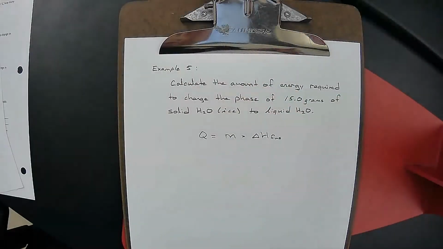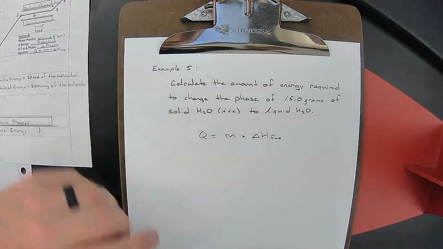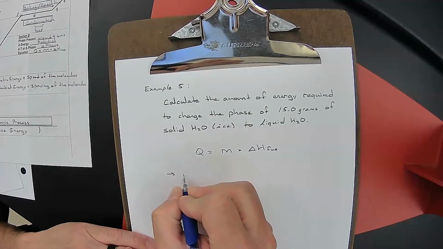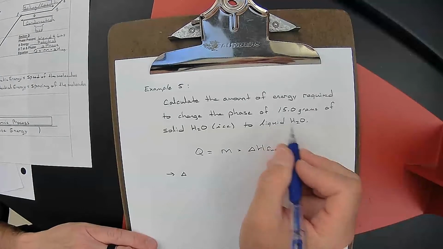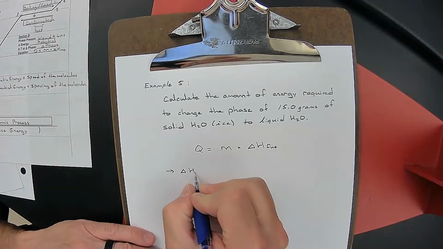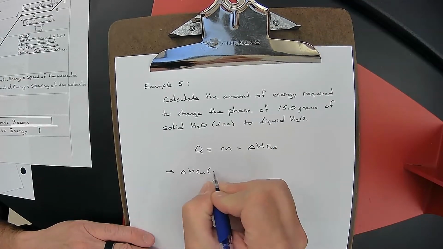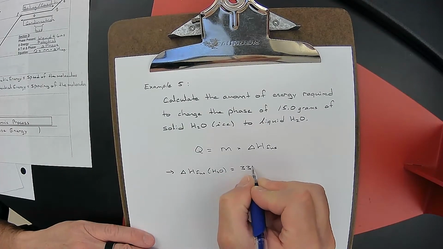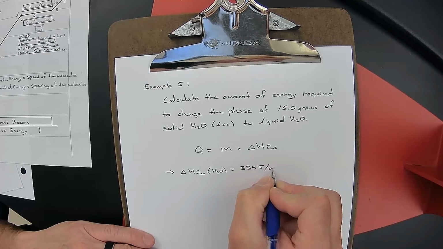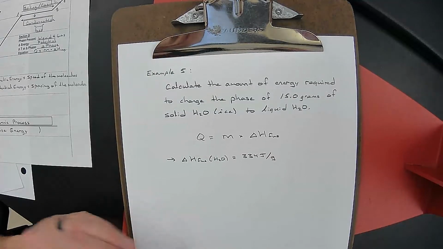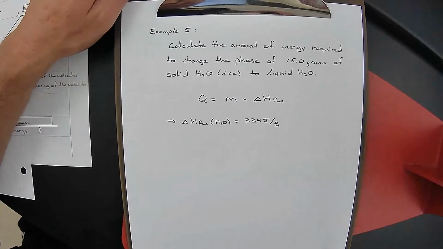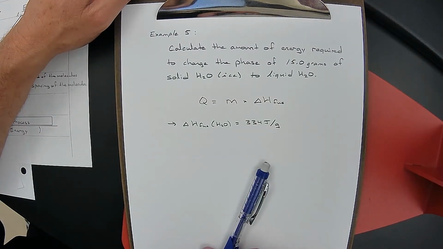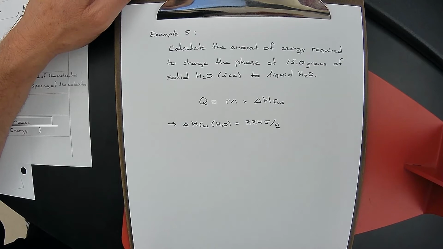When we look up the heat of fusion online, and that's exactly what we would do, we would look it up for water because we're dealing with H2O. Delta H fus for H2O is equal to 334 joules per gram. That is the value that is associated with the heat of fusion.